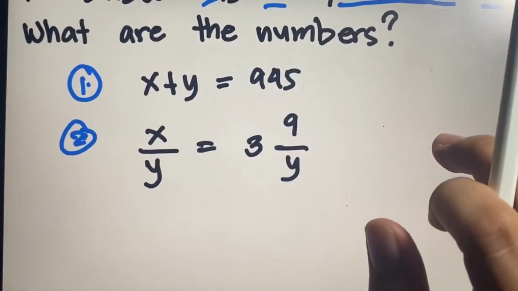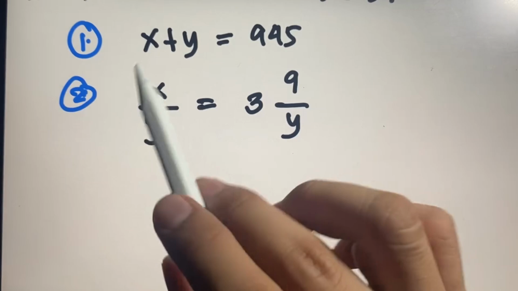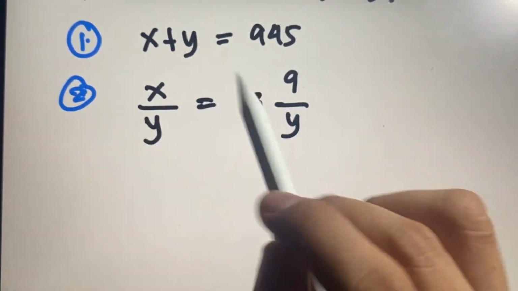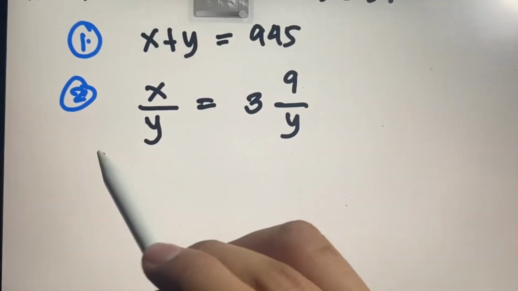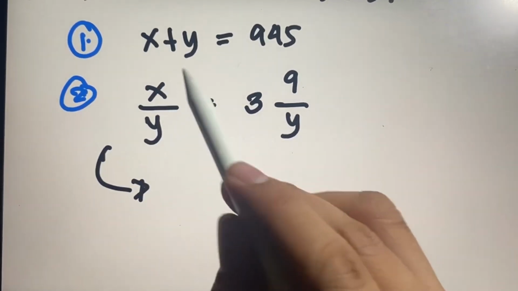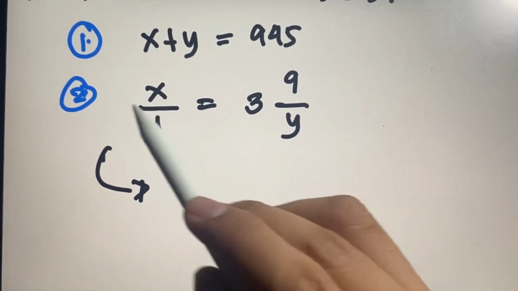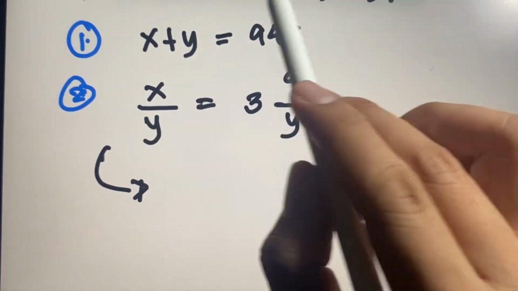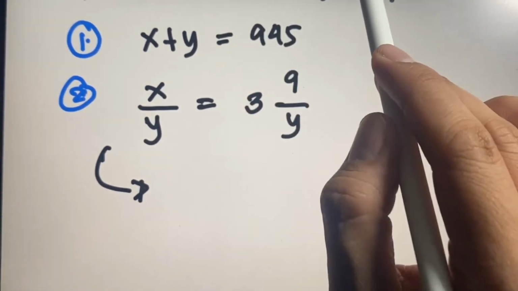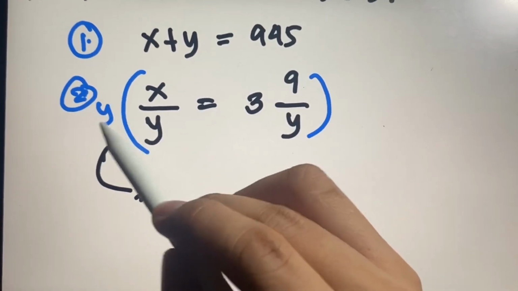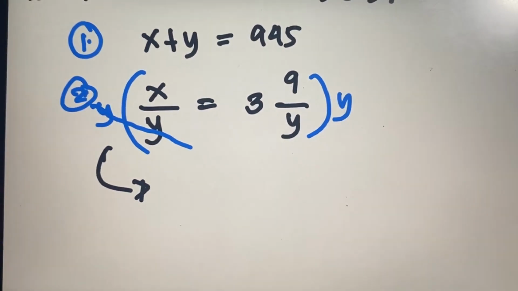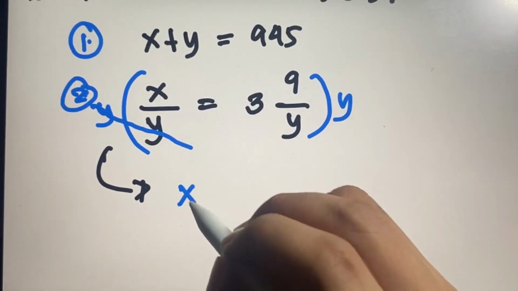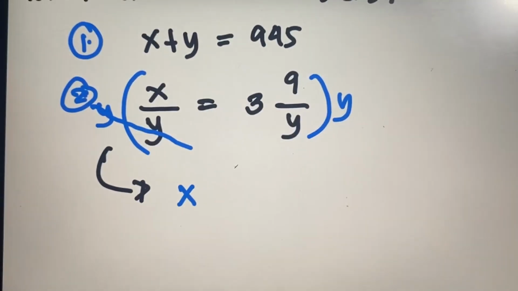So now we could solve this one. We could play with equation 2 first to make it simpler. We could multiply both sides by y so that we could cancel this one out. If you multiply both sides by y, we'll be able to cancel y from the denominator of x, and we will have the left side of the equation as just x.